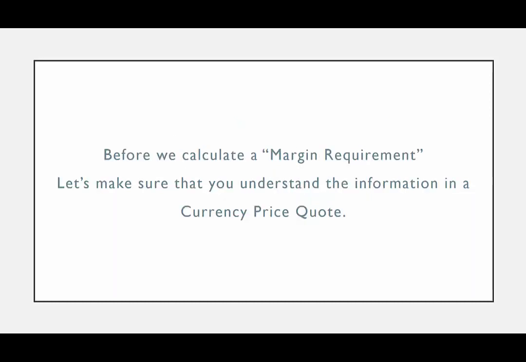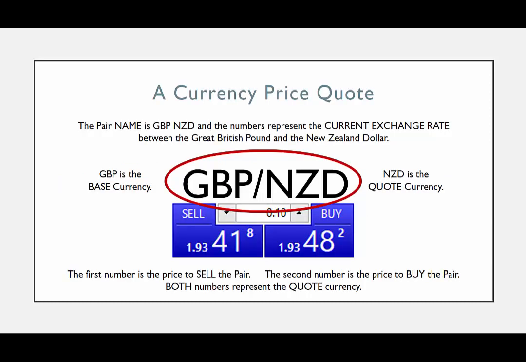Before you can calculate what the margin requirement will be for a specific trade, first you need to understand the information in a currency price quote. The currency price quote tells you what the exchange rate is between the currencies of two specific countries. In this case, the two currencies are the Great British Pound and the New Zealand dollar. The pair name is abbreviated as GBP NZD.